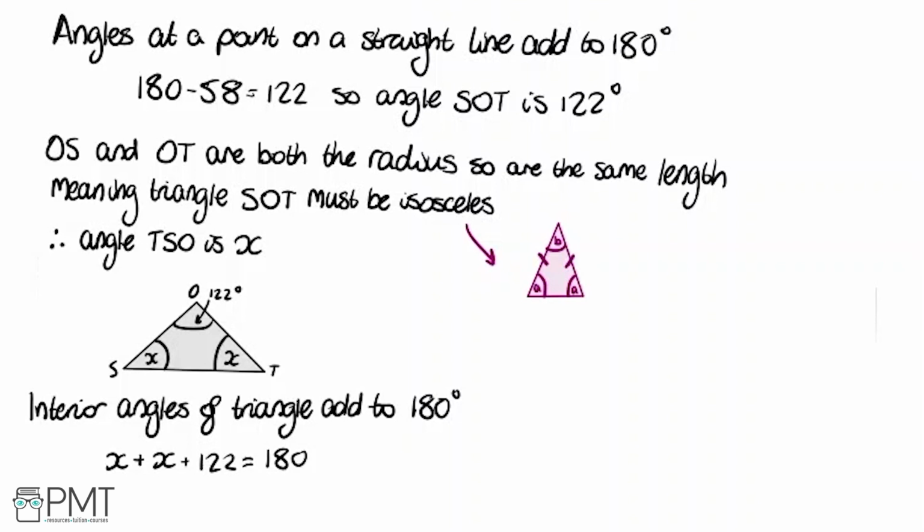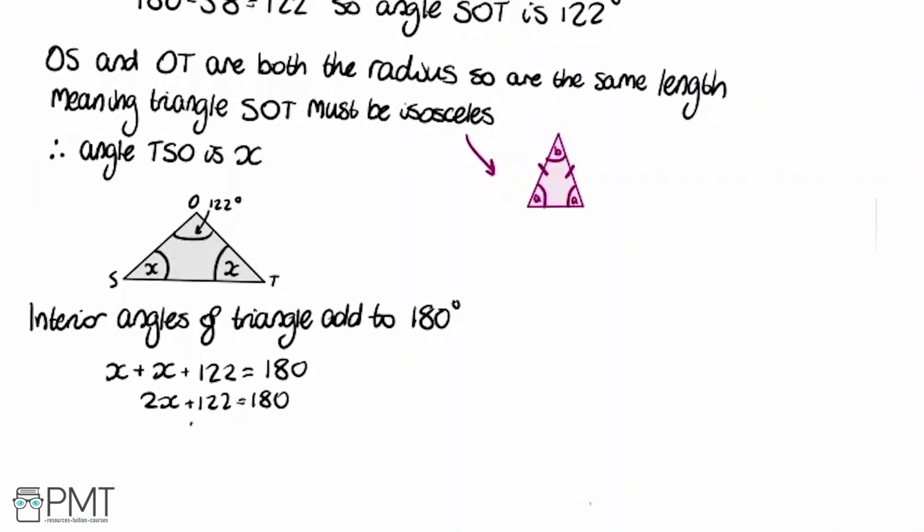Now we've got an equation we can solve. So combining these x's together, we're going to have 2x plus 122 equals 180. Subtracting 122 from both sides, we get that 2x equals 58. And dividing both sides by 2, we get x by itself equals 29. And we're going to put our little degrees there and remember that. So our answer to the question is that x equals 29 degrees.